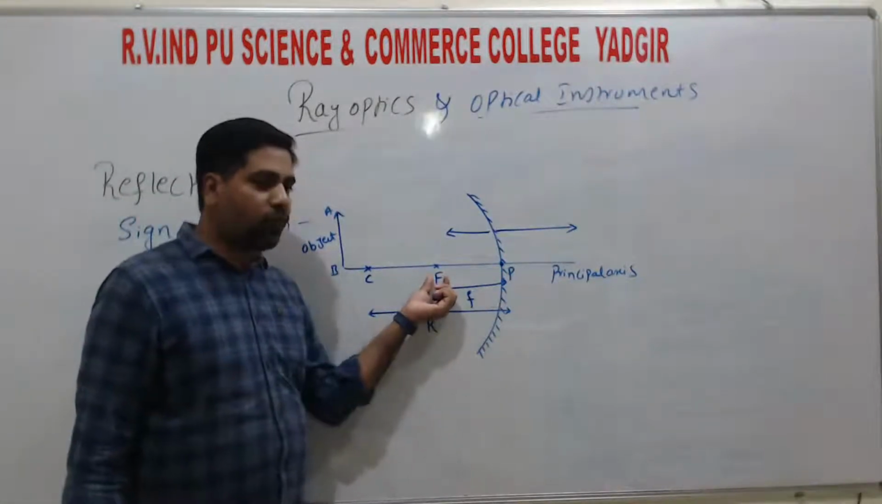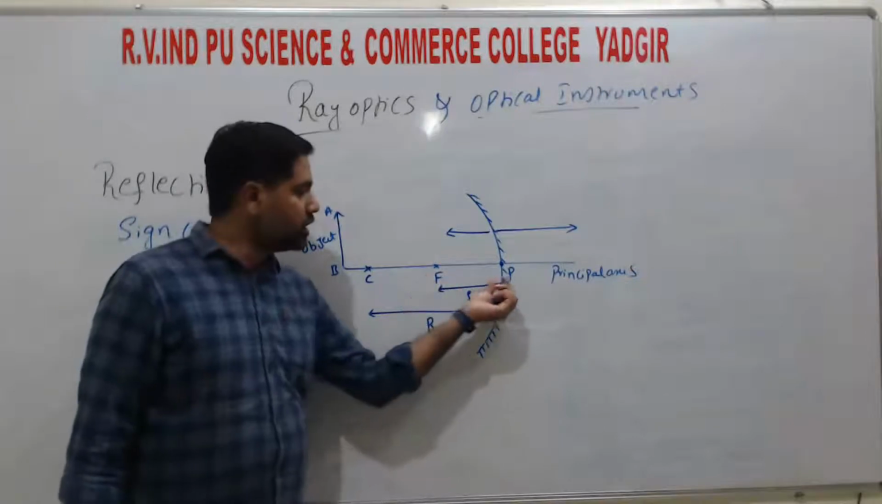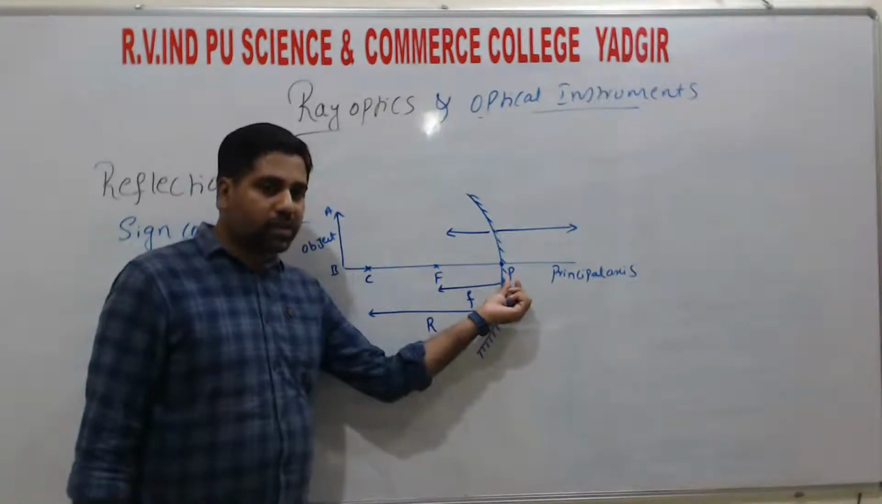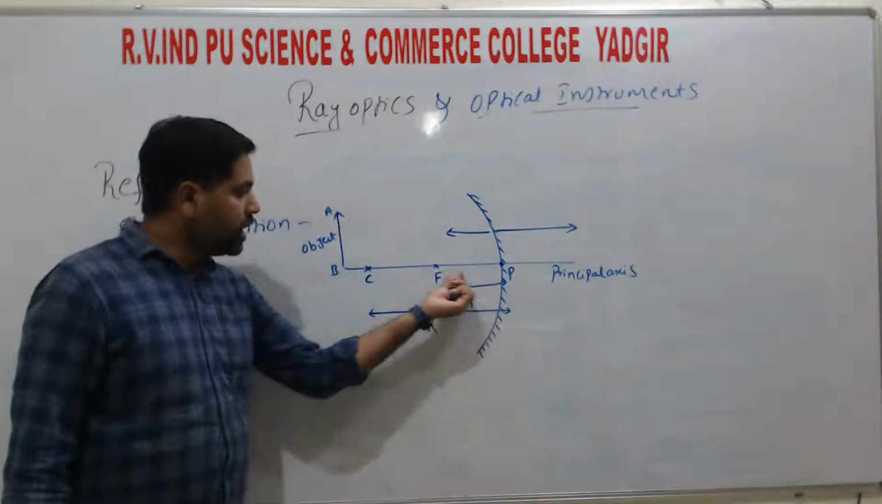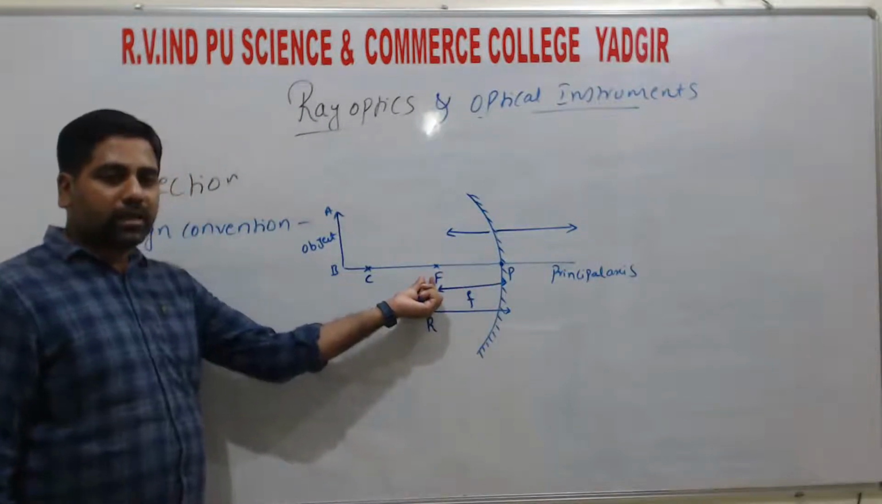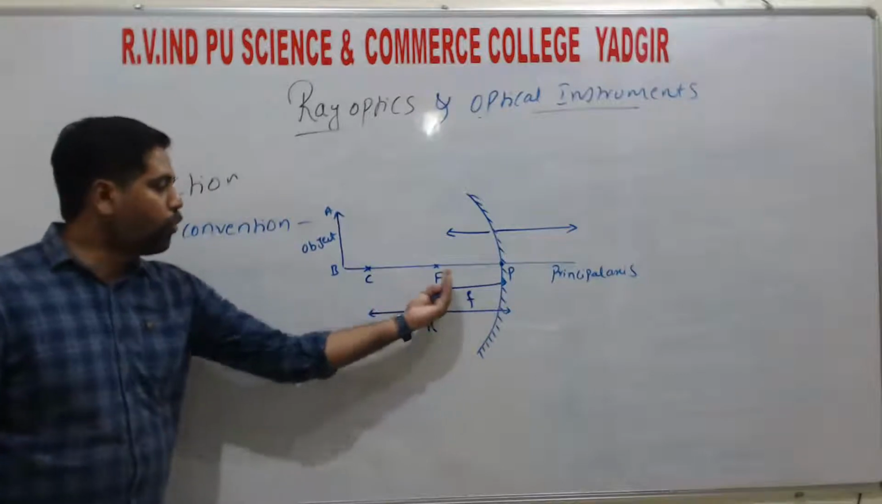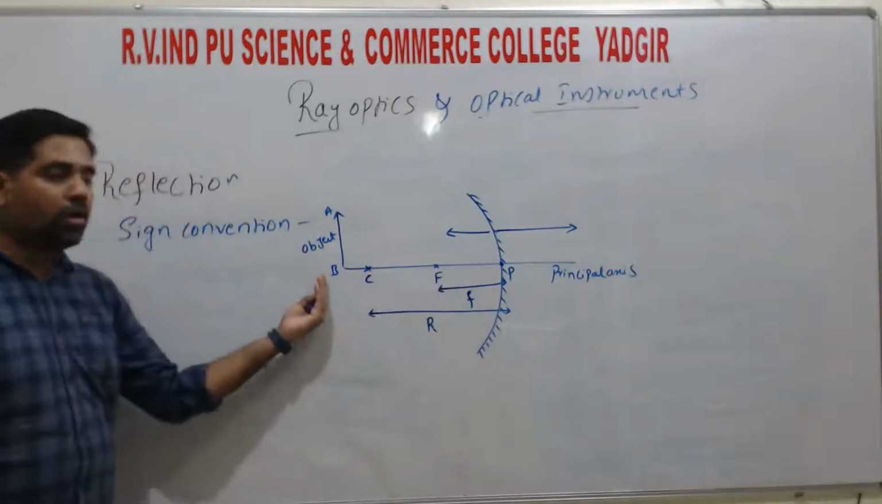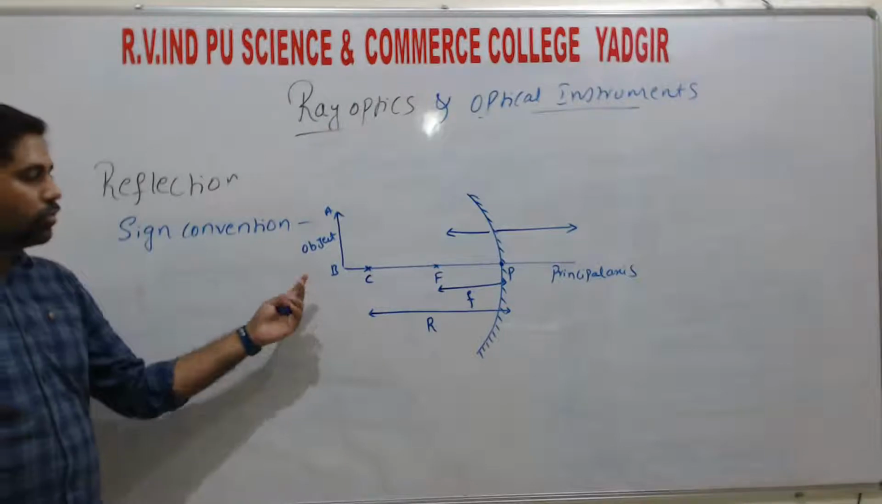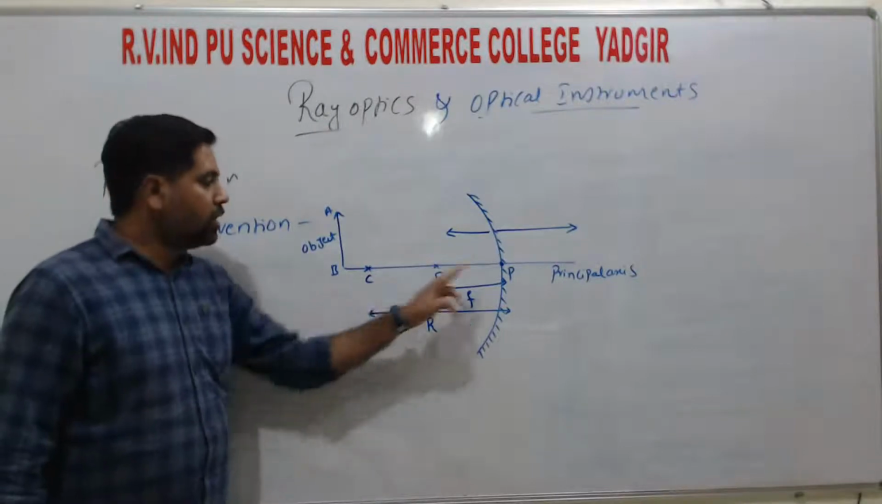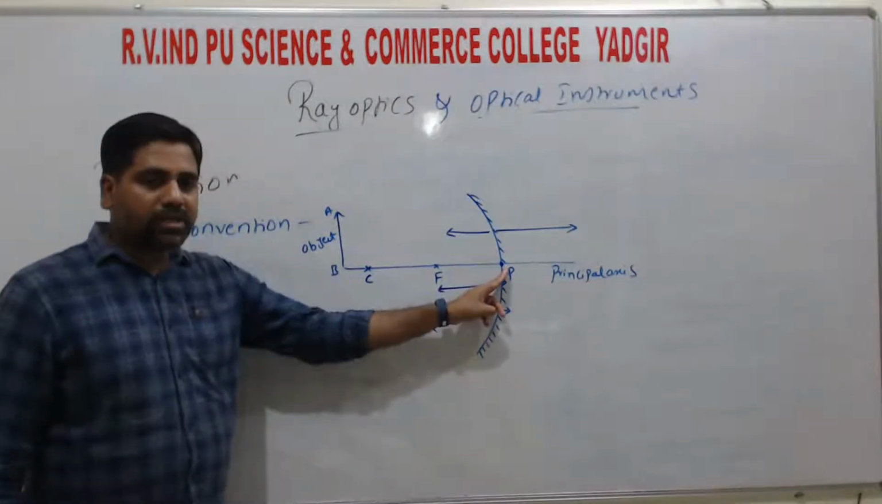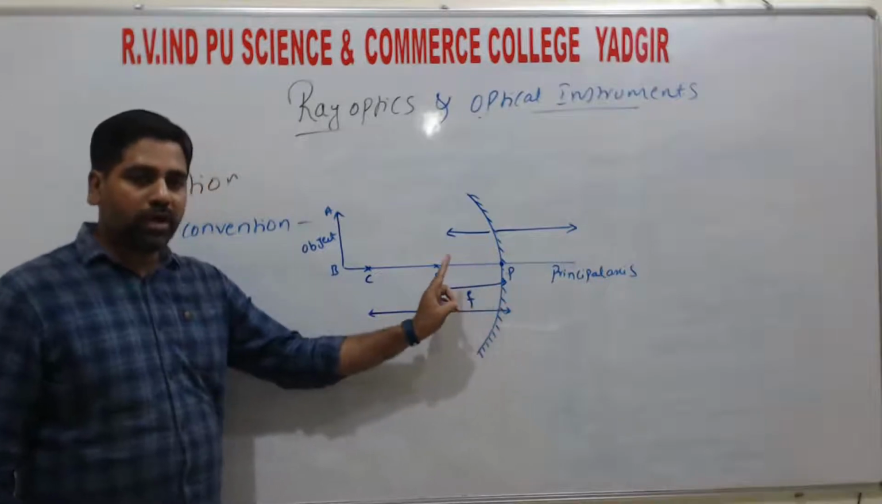So here we have the focus. If we need to measure the focus, we measure from the pole itself, from here to here. That is, from pole to F, or pole to C, or pole to the object, right? So this is the first point: all distances are measured from the pole only.